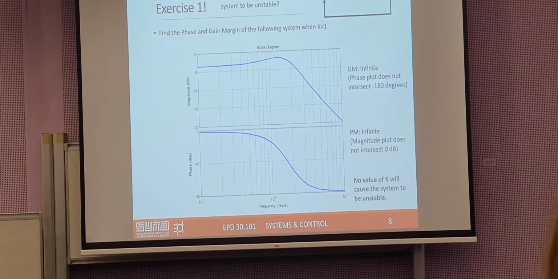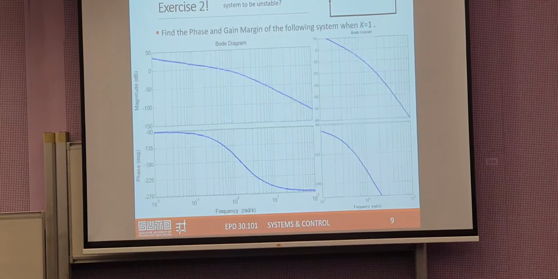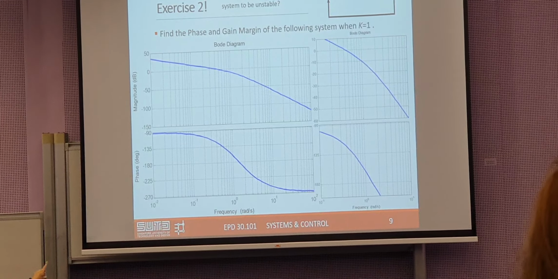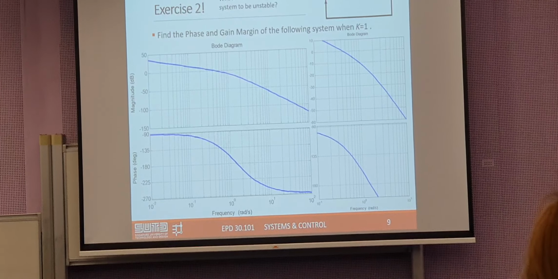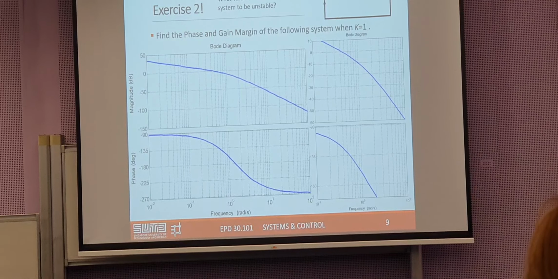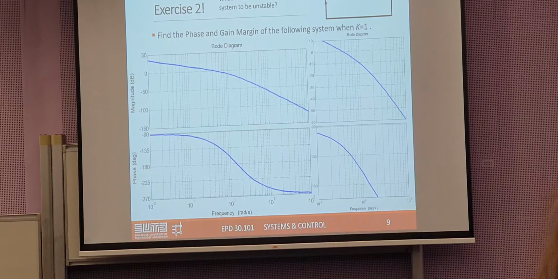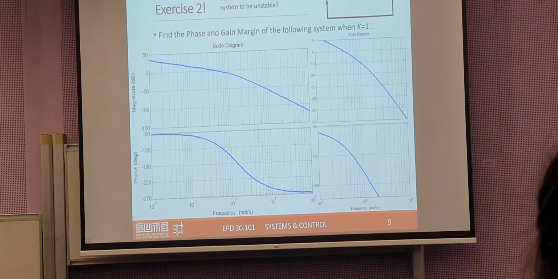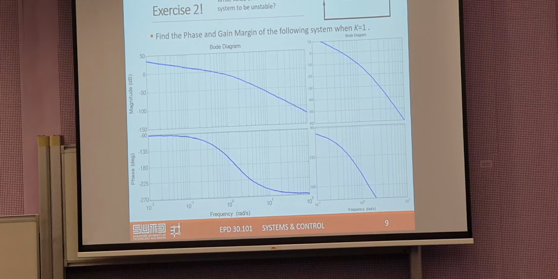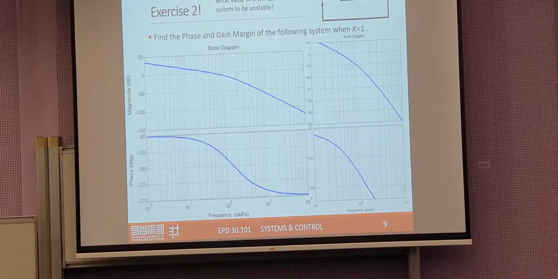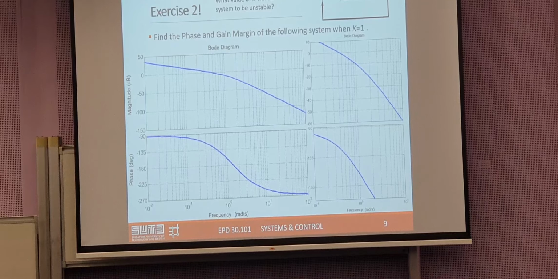So now let's try something. This is the system here: K over (s plus 2)(s plus 1)(s plus 2). We set k to 1 and then we sketch the Bode diagram. Then you get this, and I zoomed in on this part for you. There's a reason why I zoomed in now.